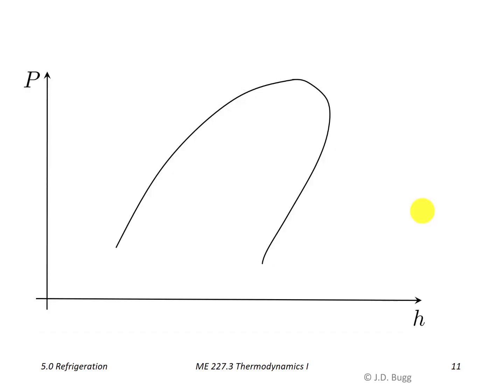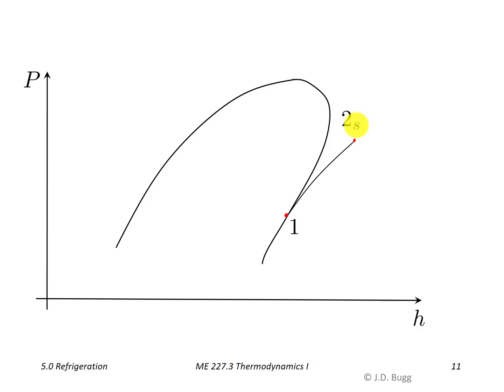Now, going back to our simplified pH diagram, the next thing we want to do is show our cycle on these coordinates. So the first process is our isentropic compressor. So this is the inlet to the compressor, and that's the exit, and I'm showing the isentropic one here, so I've labeled the endpoint 2s. So this is along a line of constant entropy out in the vapor region.